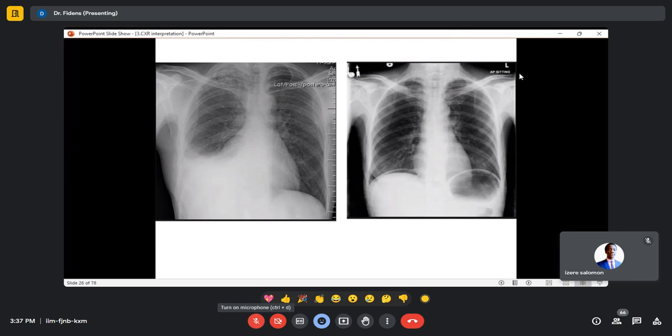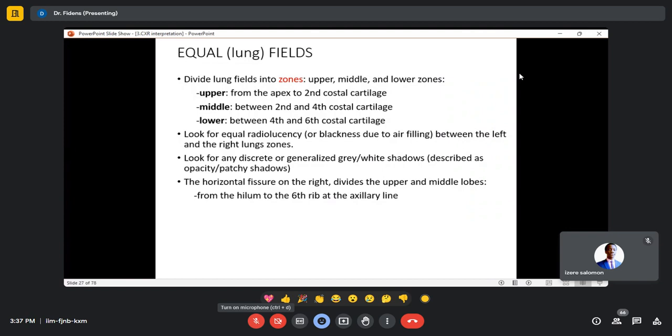Okay, let us go to the next image. Okay, equal lung field. Listen, very importantly, we remember that on chest radiograph you cannot see the fissures. In other words, you are not able to divide the lungs into lobes on chest radiograph. It is very difficult. If you cannot see the fissures, you cannot divide the lung into lobes.